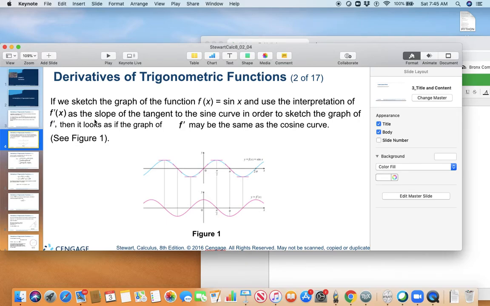f prime x is the slope of the tangent. So use that argument for sine. You see, at pi over 2, the slope of the tangent is 0. So at pi over 2, the derivative is 0. At 0, the slope looks like positive 1. So f prime, the derivative function, looks remarkably the same as the cosine curve, which is what we are going to aim for.